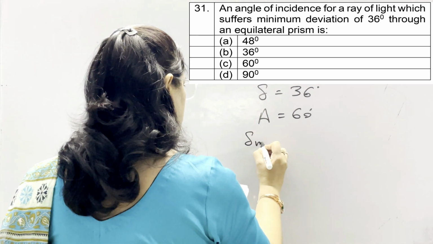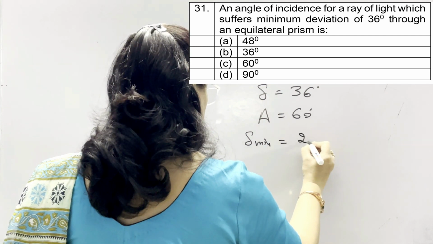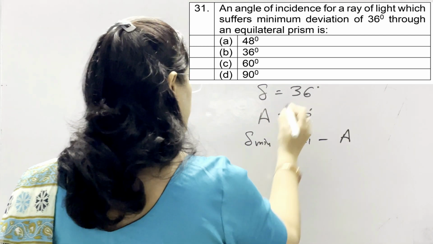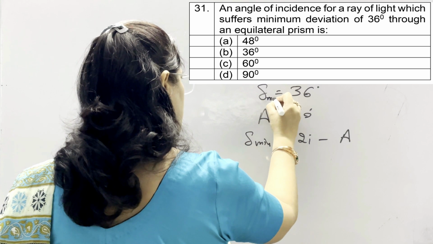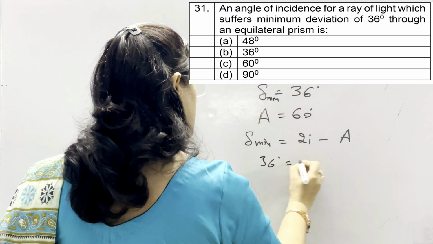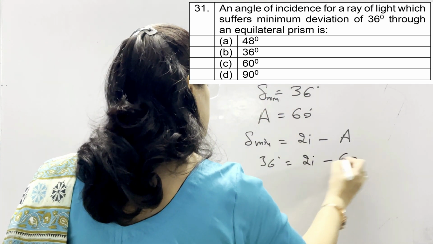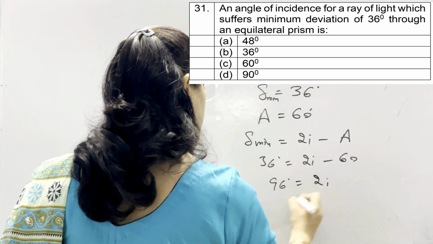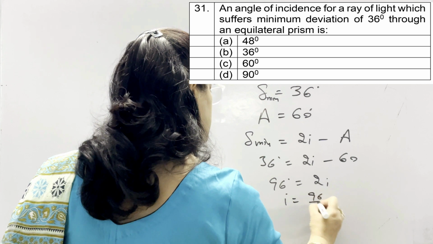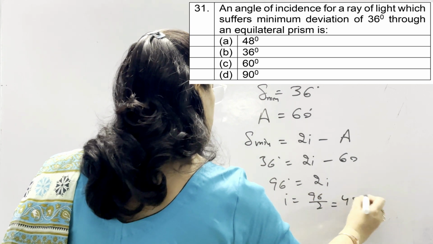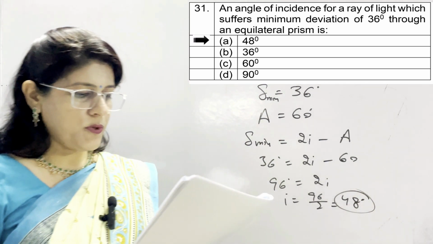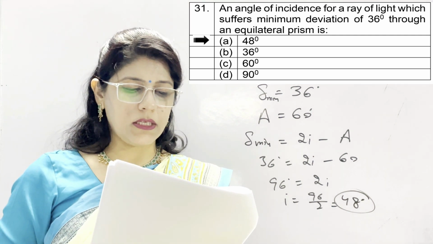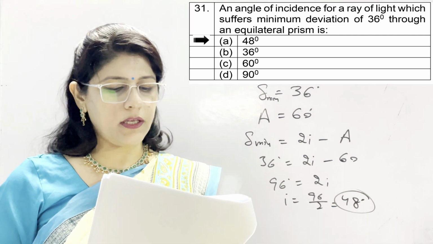We know the formula: delta minimum is equal to 2I minus A. Value of delta minimum is 36 degree is equal to 2I minus 60. 36 plus 60 is 96 degrees equal to 2I. So I is equal to 96 upon 2. It means 48 degree. Options given are 48 degree, 36 degree, 60 degree and 90 degree, and the correct option is 48 degree.